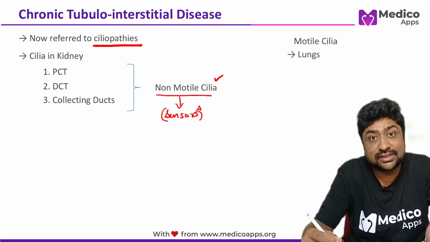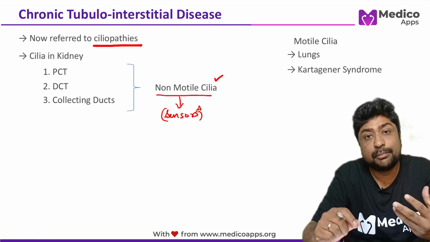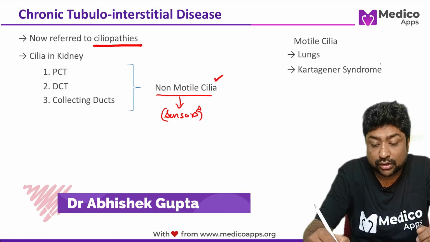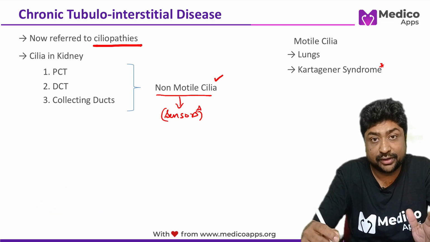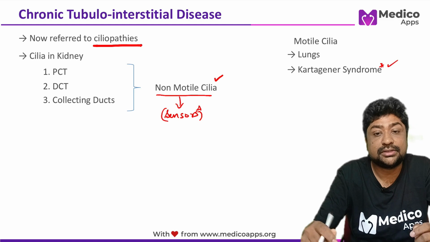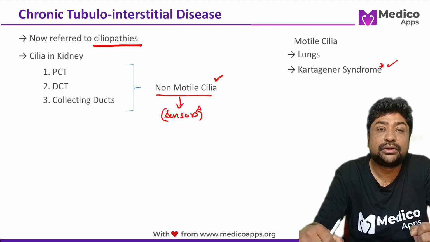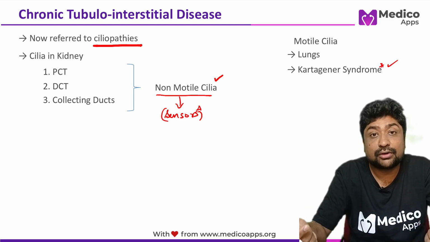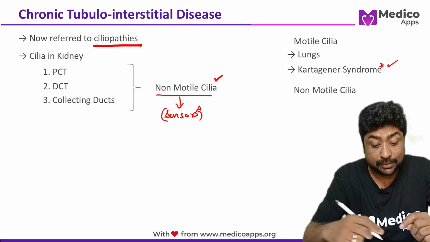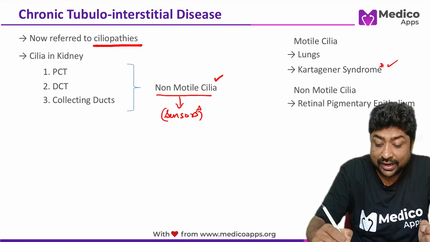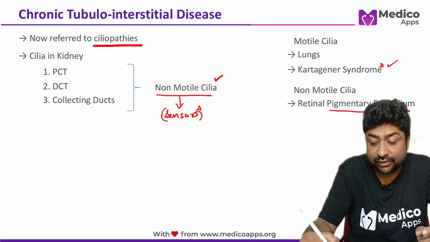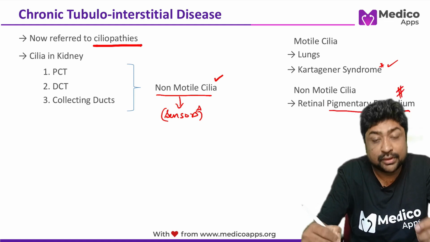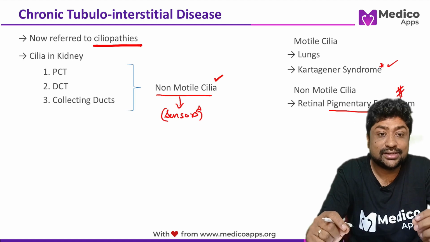Where is motile cilia found? Motile cilia are found in the lung, and they are very important for embryonic development, and we saw that if there is a defect of that, we will have Kartagener syndrome. Very important MCQ, we have learned it in much detail. Another very frequently asked question is, in which part of the body, apart from the kidney, are non-motile cilia found? Remember, the retinal pigmentary epithelium is where they will be found.